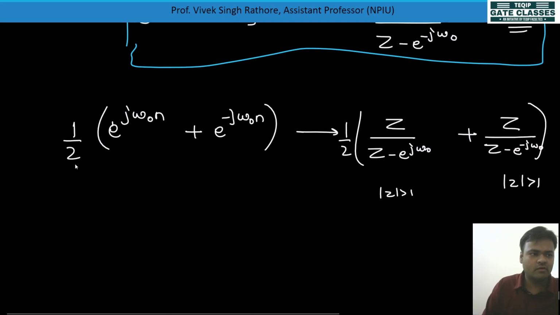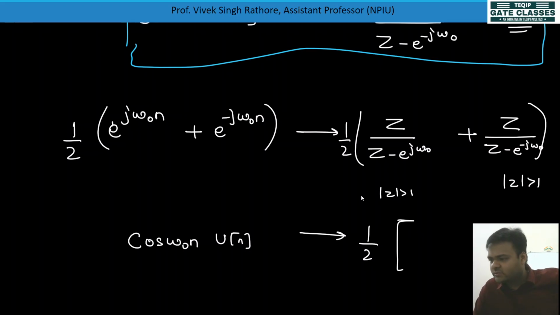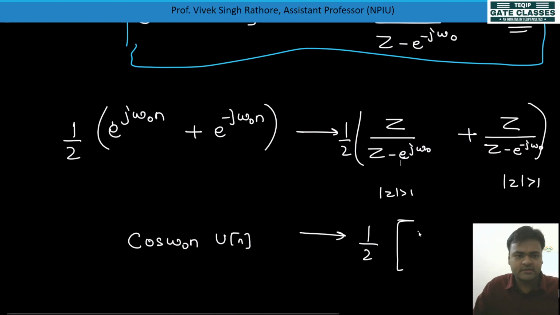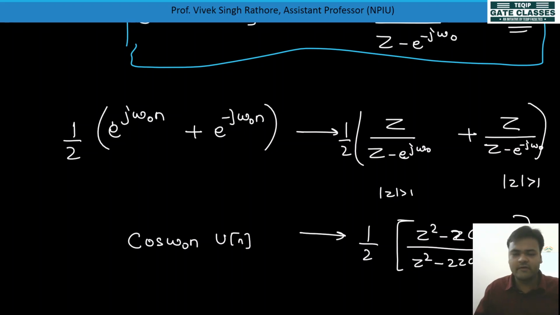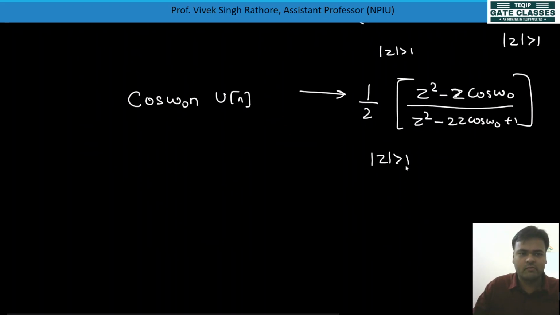Okay, so what we got here can be written as cos omega 0 n u of n, and its z transform is nothing but half of z by z minus e to the power j omega 0 plus z by z minus e to the minus j omega 0. If you cross multiply, the final value we get is z square minus z cos omega naught in the numerator, and in the denominator z square minus 2z cos omega naught plus 1. And where will the ROC be? Obviously it will be mod z greater than 1.